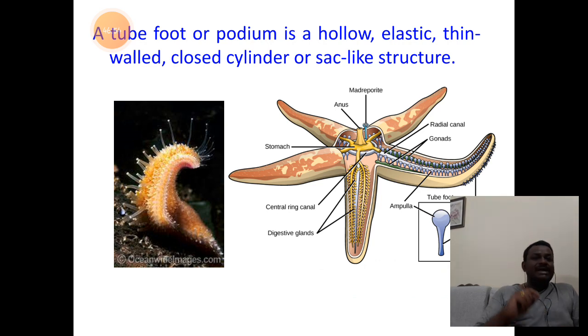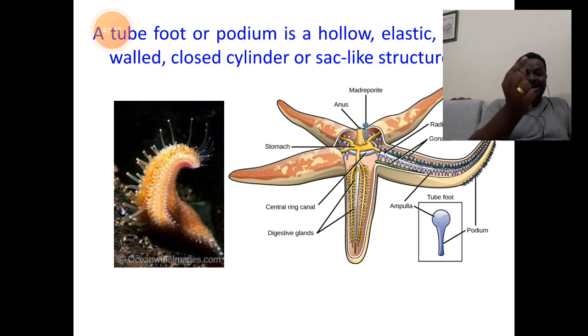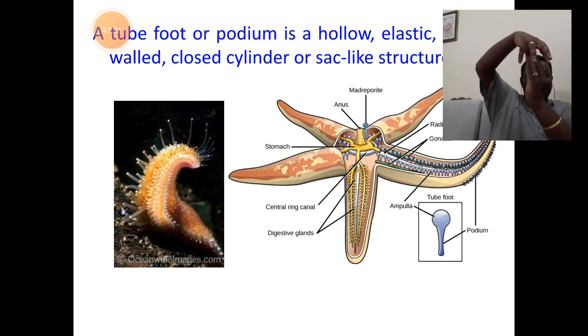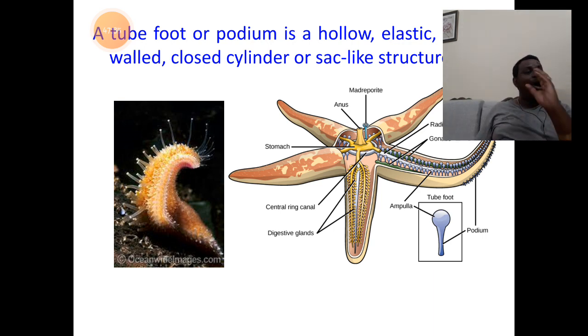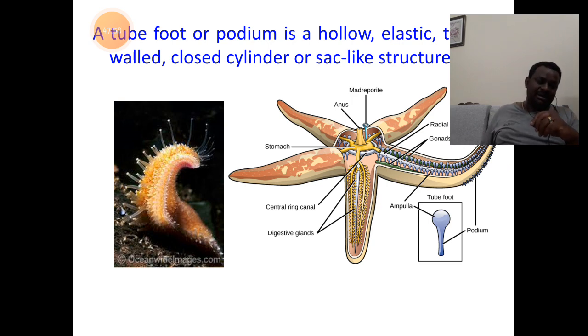The structure of each tube foot or podium is a hollow, elastic, thin-walled, closed cylinder or sac-like structure. You can find all these features in the diagram towards the right side. And towards the left side, you can find the tube feet that erect out from the body of Asterias within one arm. Those erected portions, when you enlarge, you can find a sac-like structure continuing down as a tube. It is completely closed, hollow, empty within, a space it encloses. It's elastic, made up of muscles which are retractile and contractile. So it is a sac-like structure, hollow in nature, elastic, thin-walled, made up of muscles of contraction and retraction.